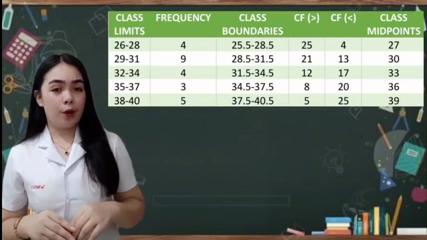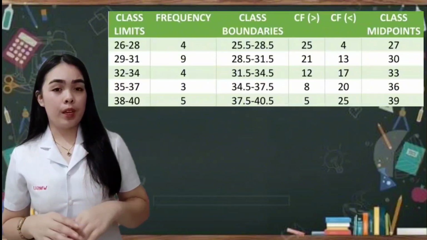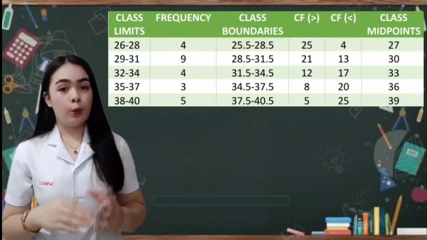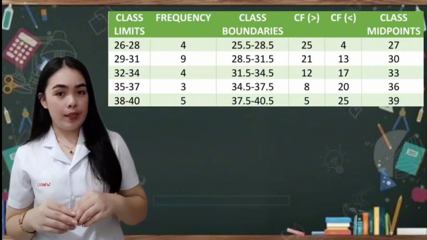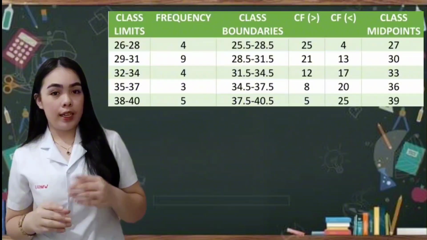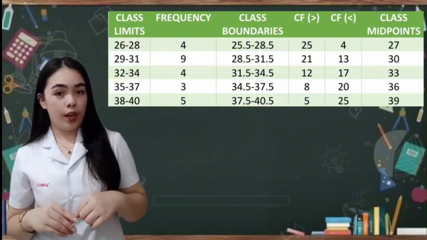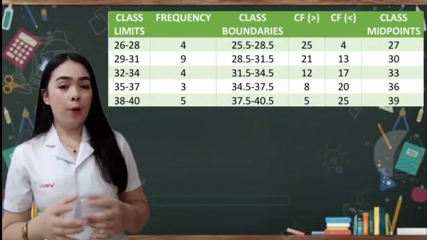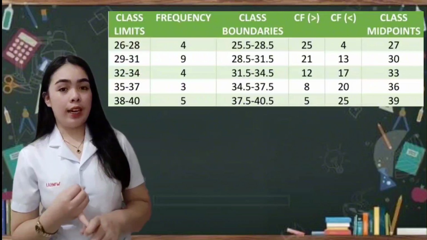So in less than cumulative frequency, we need to start from the lower, in which we need to put first the 25 in the lower, and 25 minus 5 from our frequency, that is 20. And the same, 20 minus 3 is 17, 17 minus 4 is 13, and 13 minus 9 is 4. So now we're done with cumulative frequency, the greater than and the less than.